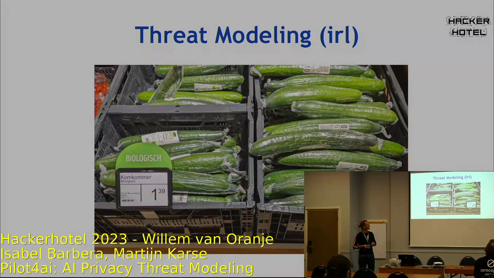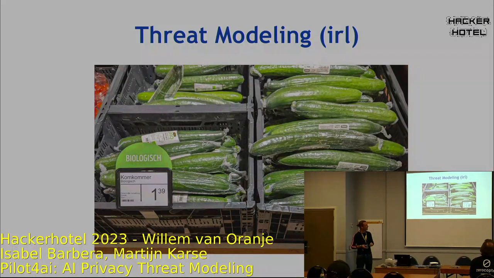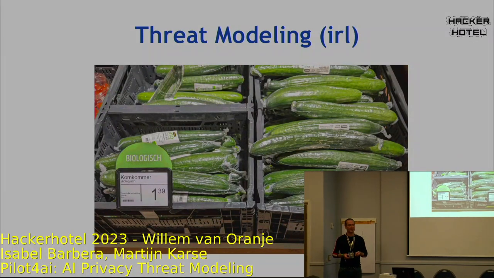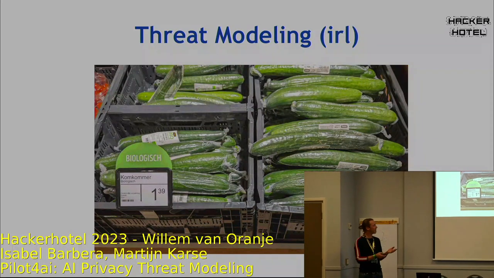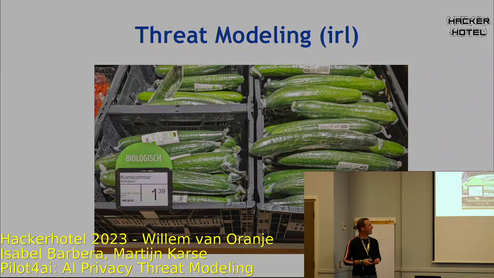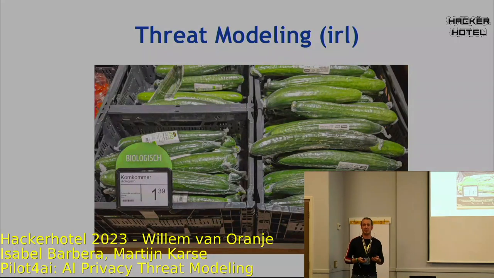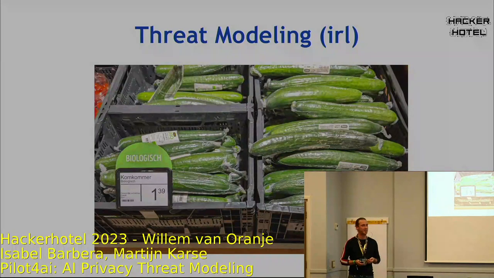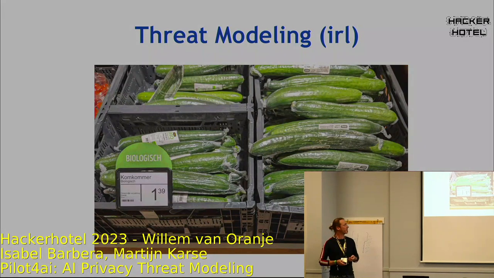This is a picture I took in the supermarket. There are cucumbers here. On the right, a bit less than €1, and on the left, other cucumbers, like 50% more expensive, but they're biological, so they're probably better for your health. So this is the choice that you have. What do you choose? It also depends on your risk appetite, and this is when you already do some threat modeling. Do I take this risk? Do I find it acceptable? And what is really the risk? So we do threat modeling at some point.